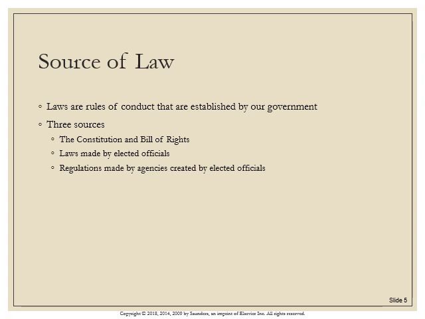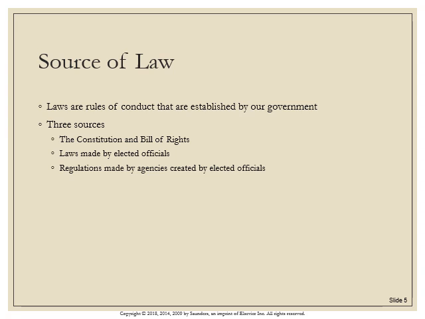Let's define what law means. Laws are a rule of conduct that are established by our government. Please look at page 31, box 3.1, where you would find legal terms and definitions. In the United States, laws come from three sources: the Constitution and Bill of Rights, laws made by elected officials, and regulations made by agencies created by elected officials.